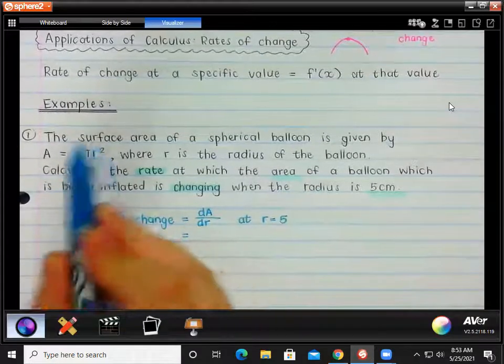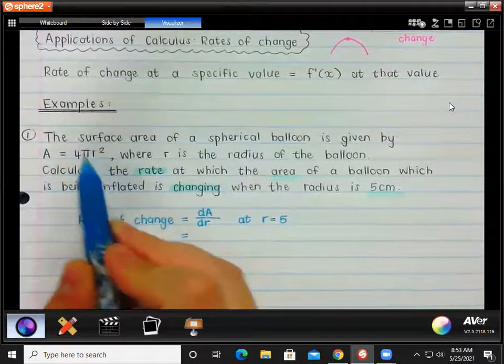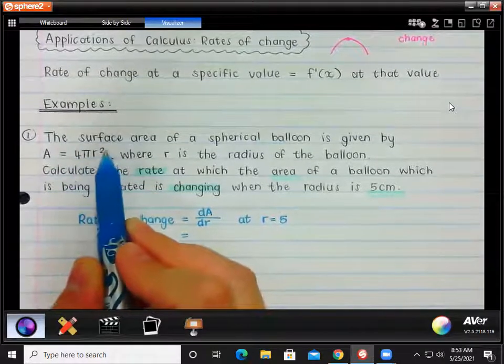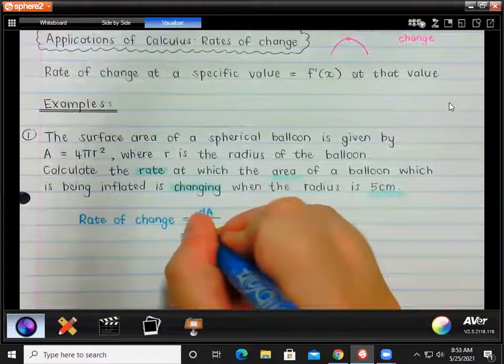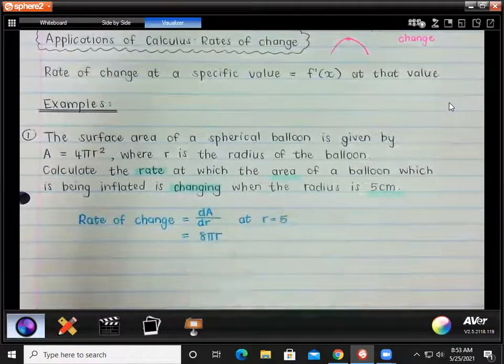Okay, guys, what is the derivative of this area? Remember that pi is a part of the actual number, so 4 pi r squared. So it's going to be 8 pi r.